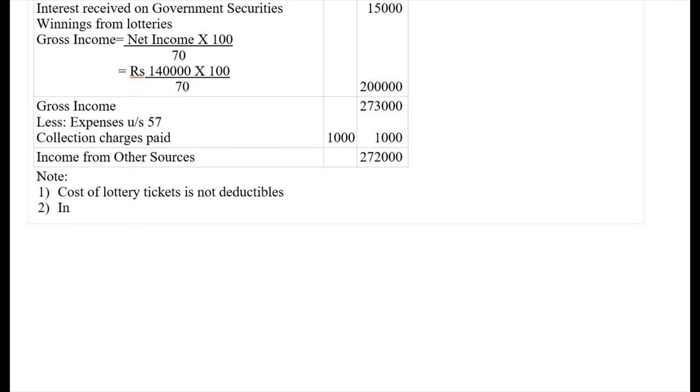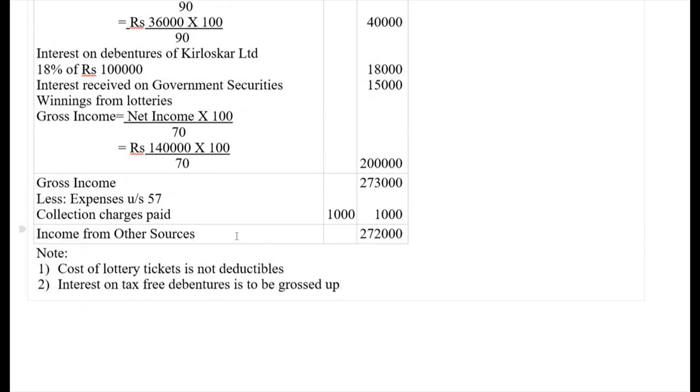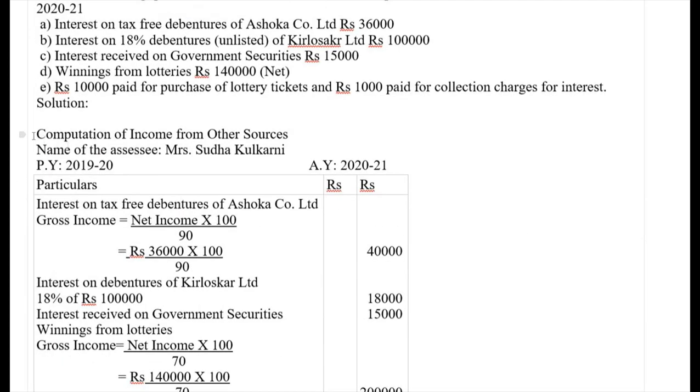Then, note 2, interest on tax-free debentures is to be grossed up. Then note number 3, it is less tax securities, so it need not be grossed up. So this is how we need to answer this question. This is a very simple problem.